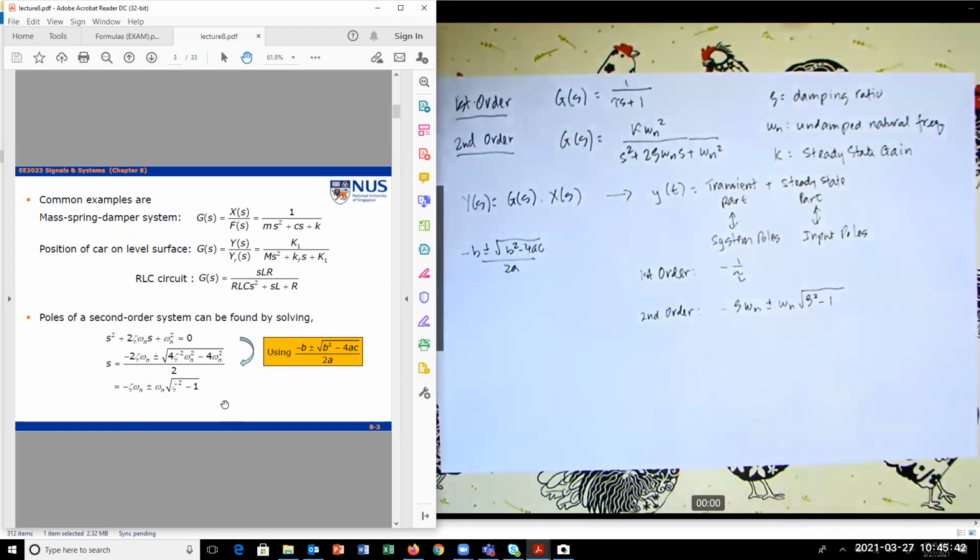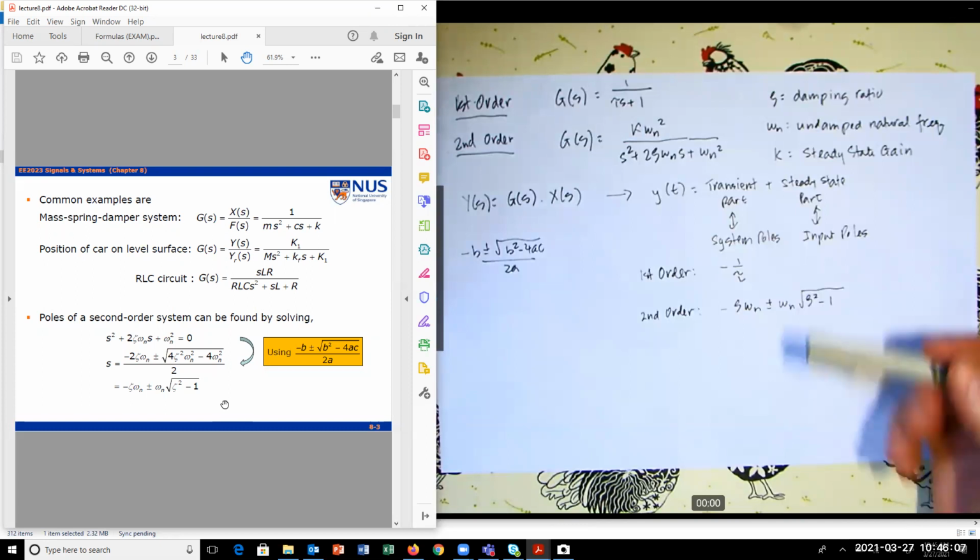On the other hand, if the input is a step function, right? Then the input pole will be s equals to 0. All right, so those are the conditions that we are looking at. Right, so this was the basic foundation of looking at the responses. Okay, so when we look at the first order, it is straightforward.